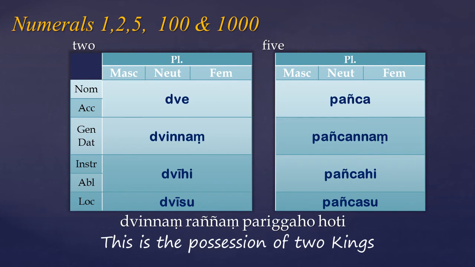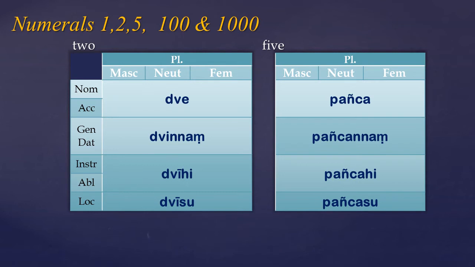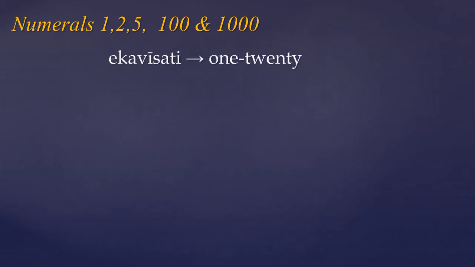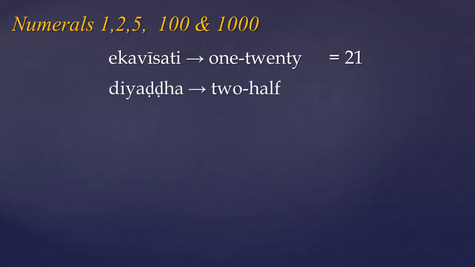And in compound words, the number 2 often takes alternative forms, dvi, di, do, as well as dve. And something I forgot to say when we looked at Dvanda compounds, 2 numbers combined usually implies addition. 1 and 20 equals 21. But an exception to this rule is with the word addha, meaning a half.